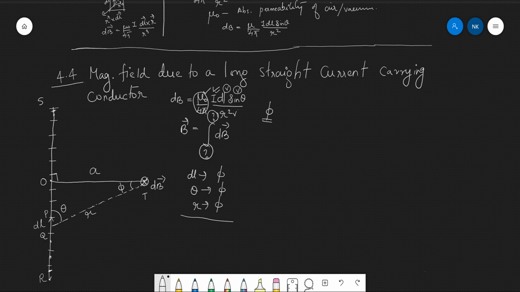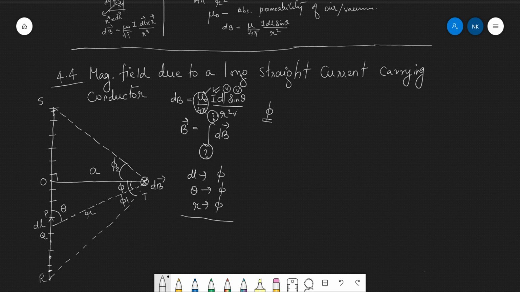See, if I join here between R and P, R and T is going to make an angle phi 1, and if I join it like this, S and T is going to make an angle phi 2. Okay, so the angles phi 1 and phi 2.